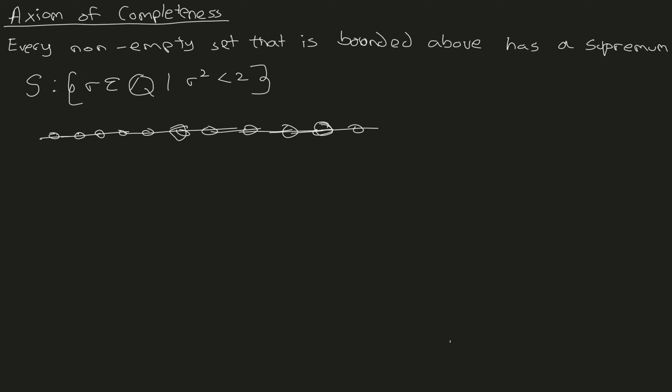Therefore, we're going to use the axiom of completeness to build a more complete number system. No pun intended for that. So let's see how the axiom of completeness will help us build a new, better number system, which we'll call the real numbers. Right. So the axiom of completeness says that every non-empty set that is bounded above has a supremum. Now, what exactly does that mean?